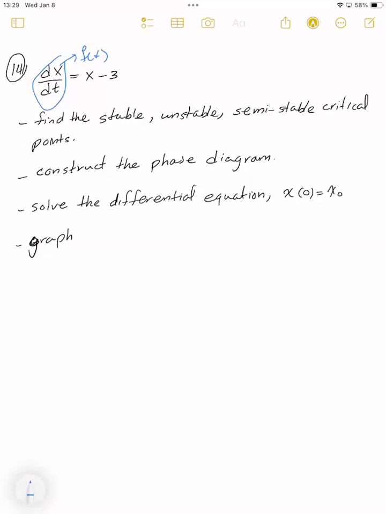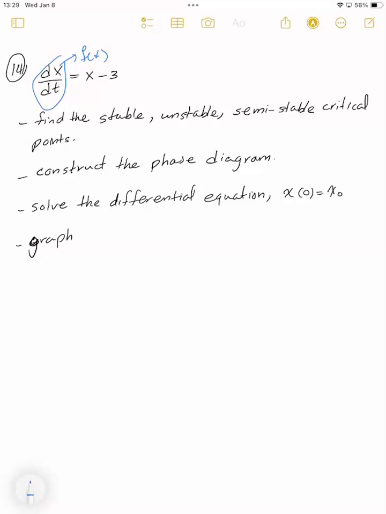Analyze the sign of f of x to determine whether each critical point is stable or unstable or semi-stable, and construct the corresponding phase diagram for the differential equation. Solve the differential equation explicitly for x(t) in terms of t. Finally, use either the exact solution or a computer-generated slope field to sketch typical solution curves for the given differential equation.